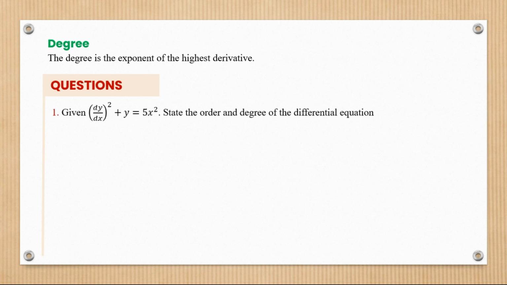We're being told, given bracket dy dx squared plus y equals 5x squared, state the order and degree of the differential equation.